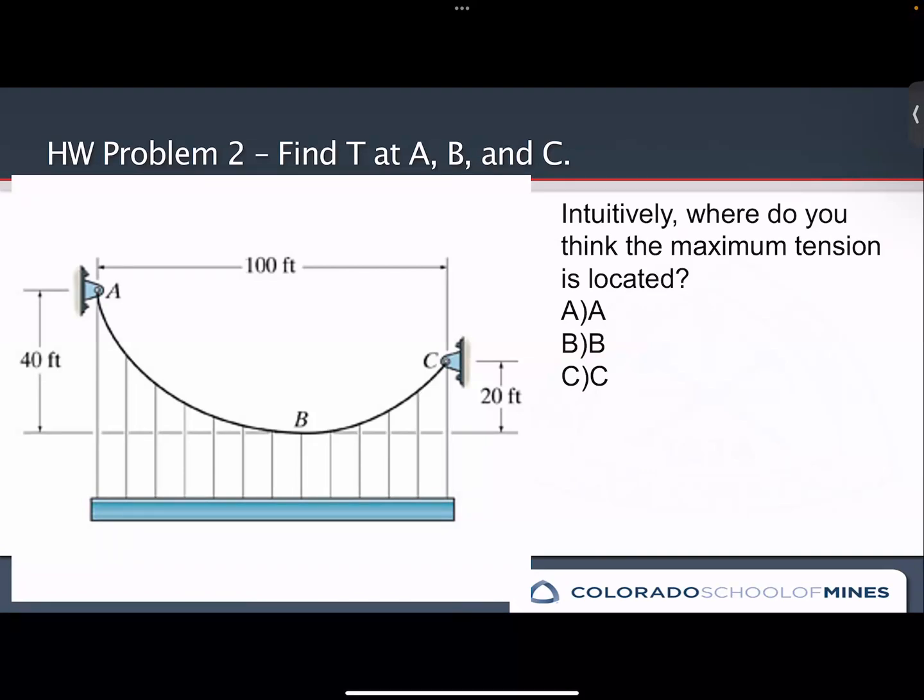So yeah, get those answers in. And point A, correct answer.